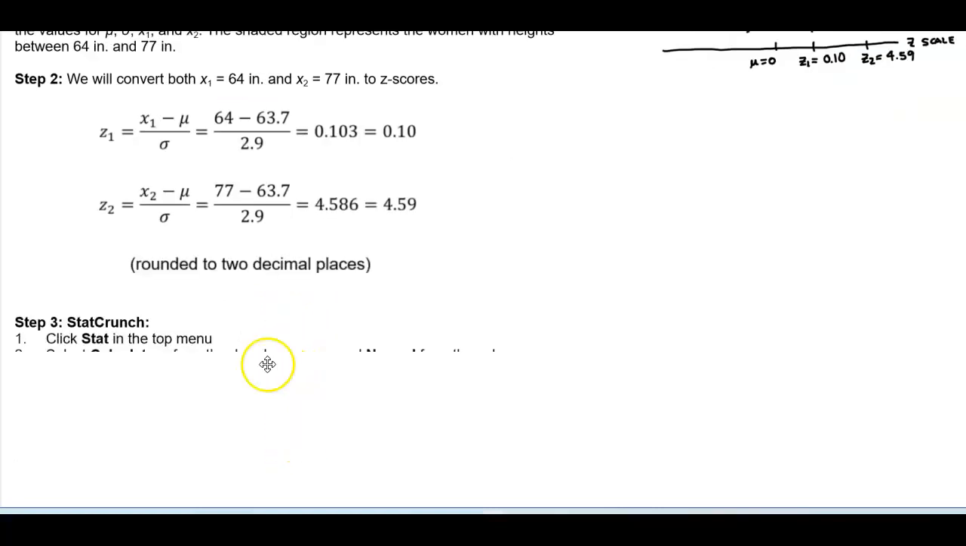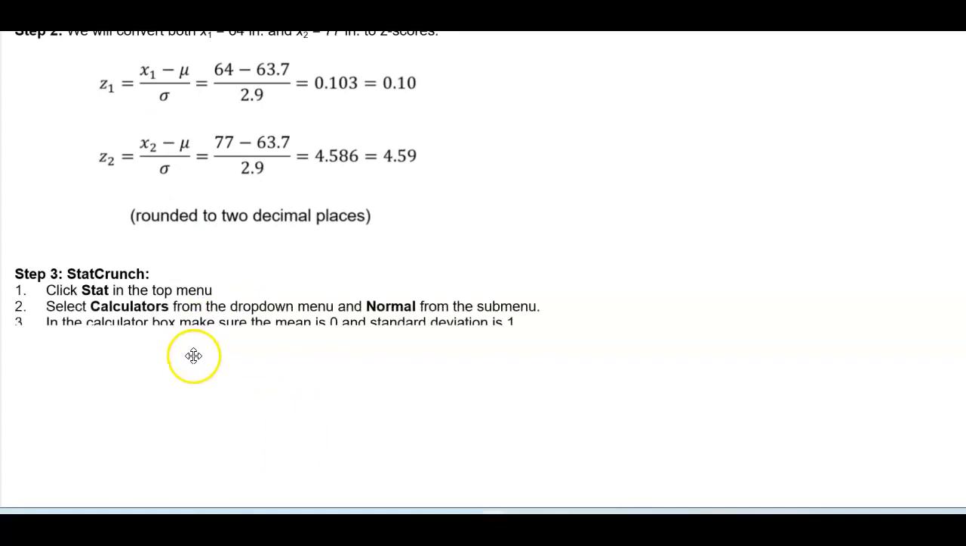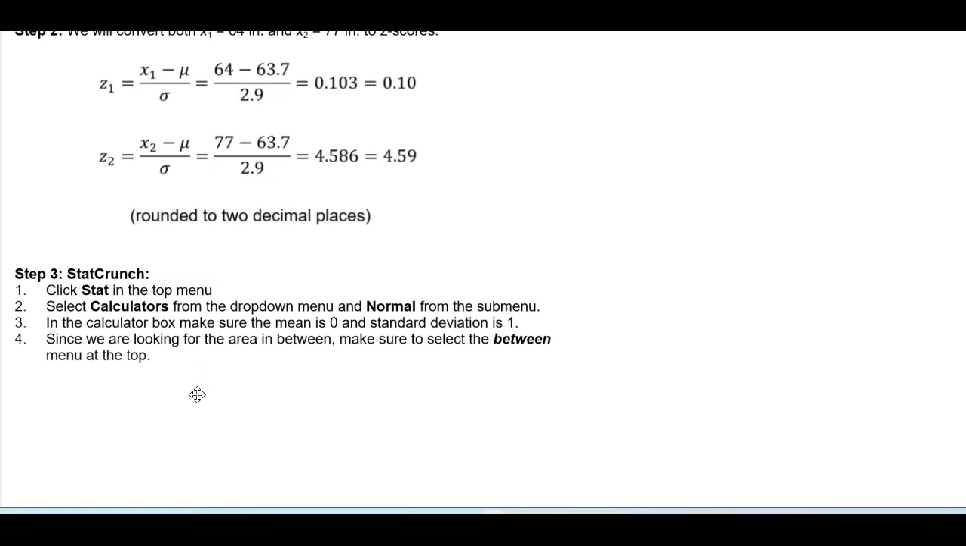So what we're going to do is click Stat and StatCrunch, and then we're going to select Calculators from the drop-down menu and Normal from the submenu. And then in the calculator box, we're going to make sure that the mean is 0 and the standard deviation is 1. And since we are looking for the area in between, we want to make sure to select the Between menu at the top. And then we're going to enter the z-score of 0.10 for the lower bound and 4.59 for the upper bound. So let's go ahead and do that.